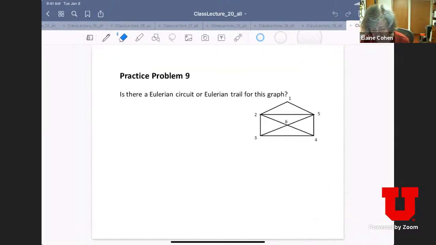Is there an Eulerian circuit or an Eulerian trail for this graph? I've numbered the vertices in the graph here. That's our envelope problem. Can you draw that envelope without lifting the pencil? That's the Eulerian trail question. Can you draw it beginning and ending at the same vertex? That's the Eulerian circuit problem. Can we? One person says, circuit no, trail yes. Tell me why.